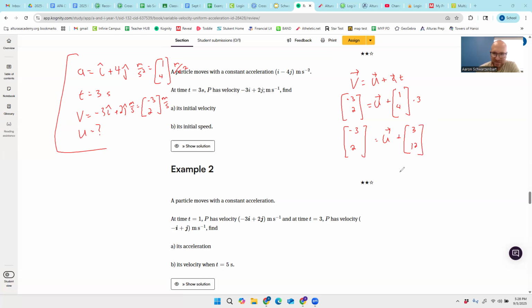I'll move this vector to the other side by subtracting it. I can make it look like addition. Might be easier to look like that. And I get negative 6, negative 10 is my initial velocity vector.